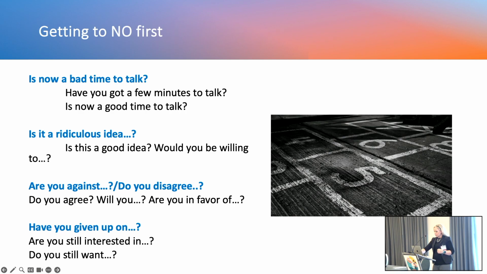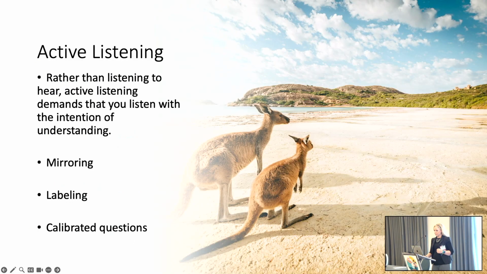So when you use that, that replaces, have you got a few minutes to talk, is now a good time. It replaces them answering, yes, it's a bad time, but I can talk with you at another time. It really does allow them the opportunity to solve the problem, that it is a bad time or it isn't a bad time, and then offer a solution.